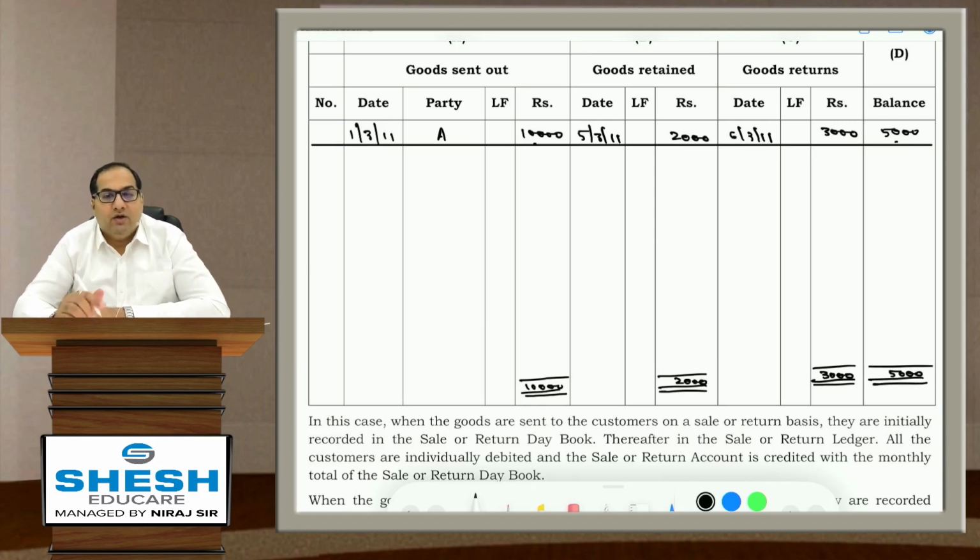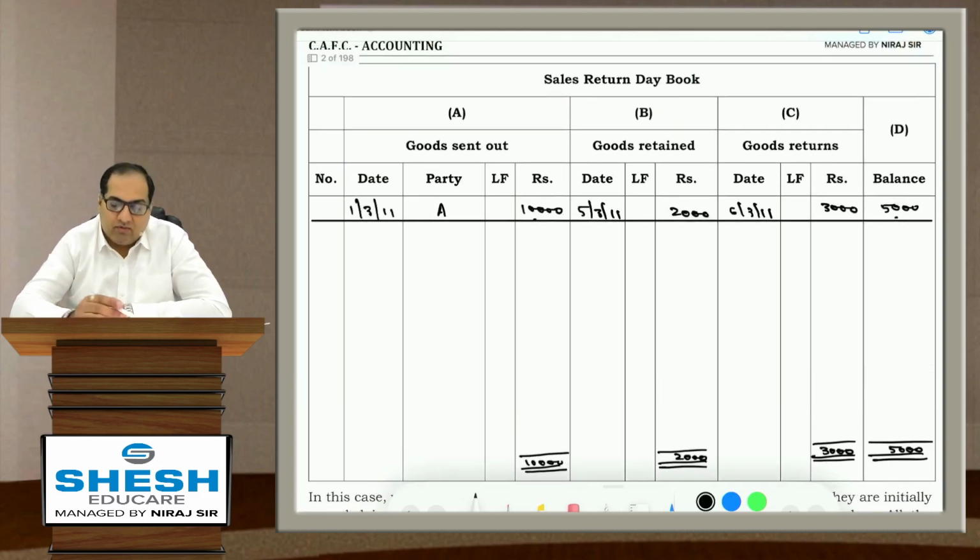Got it? So remember, this sale or return table, which book is rough journal. इसका रफ लेजर पोस्टिंग होगा रफ लेजर बुक में, जिसमें इंडिविजुअल डेटर्स के अकाउंट बनेंगे और सेल और रिटर्न अकाउंट बनेंगे. So whenever you dispatch, sale or return account will be credited. When goods are retained, that is approved, sale or return account will be debited. When goods are returned, sale or return account will be debited.